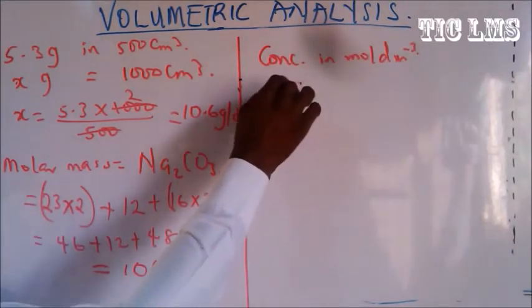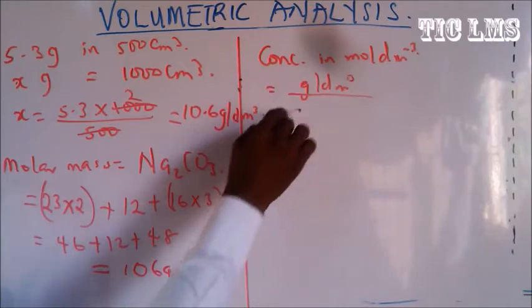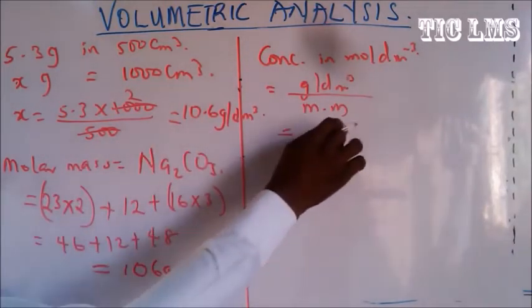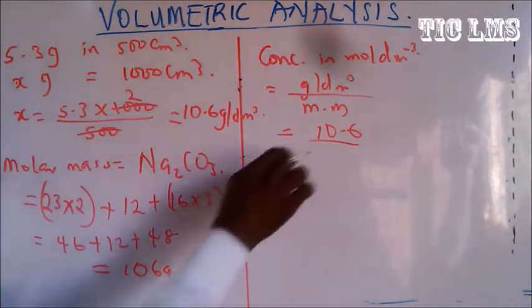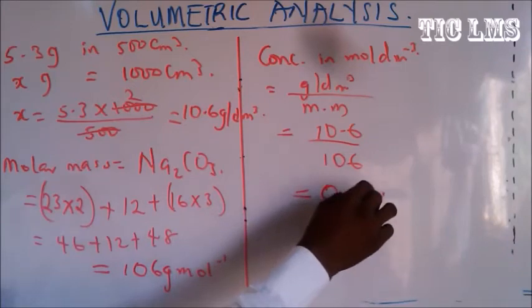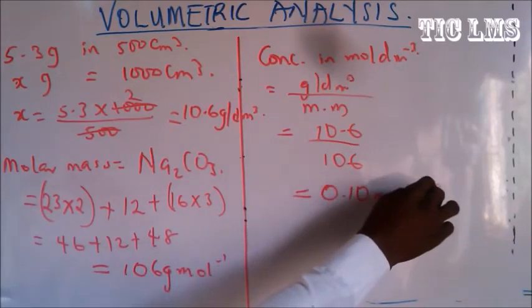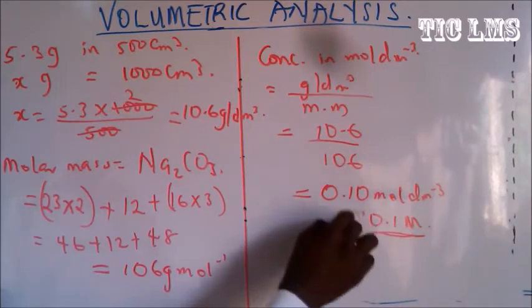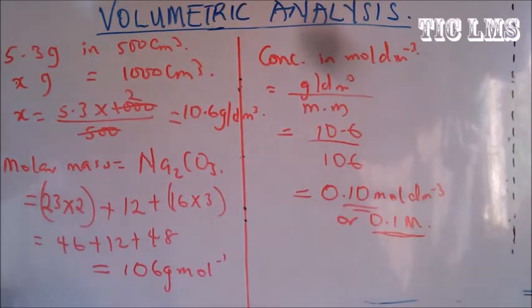So now we have it that our concentration in mole per dm cubed will be equal to the concentration in gram per dm cubed over the molar mass. In gram per dm cubed, we have 10.6 over the molar mass, which is 106, and that gives 0.10 mole per dm cubed, or 0.1 molar. So that is the answer.